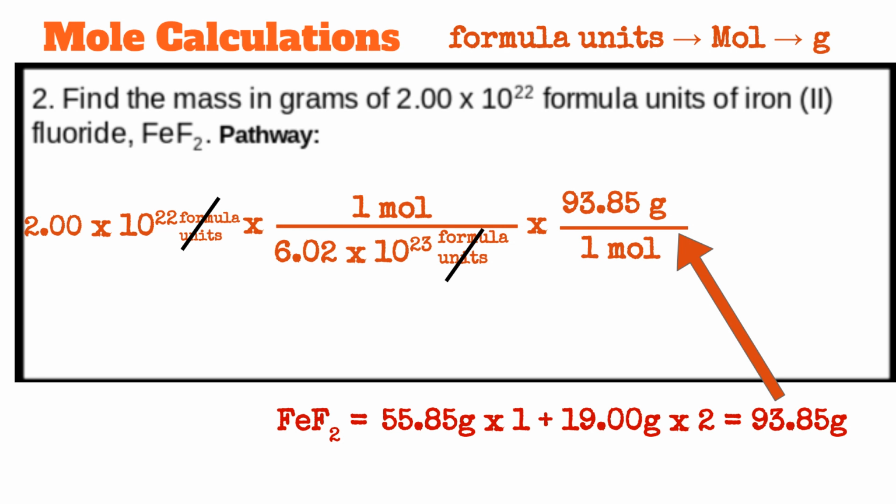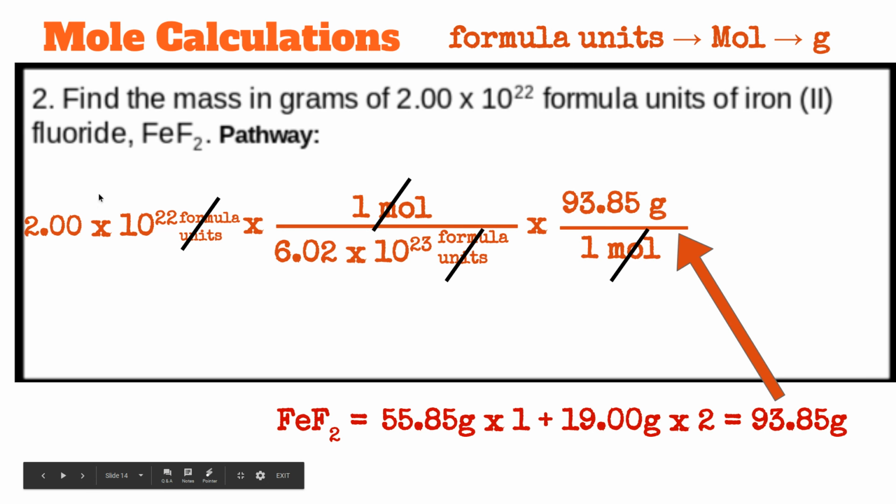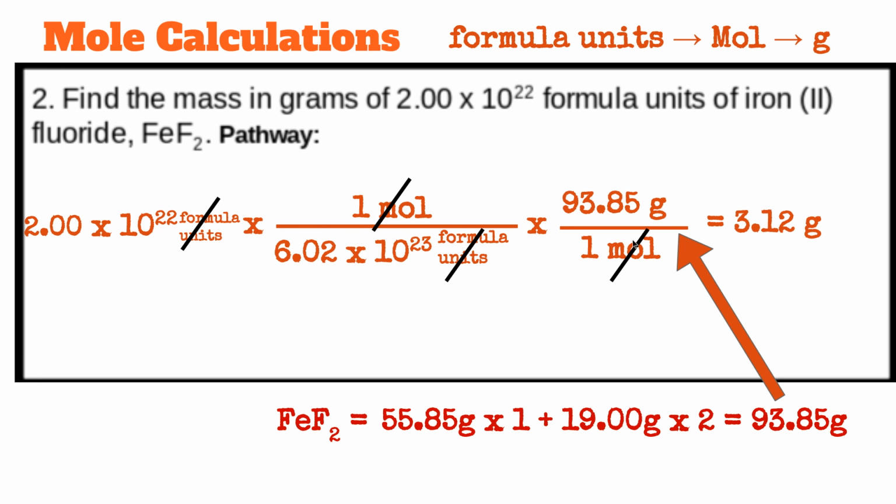Now we've got moles on both sides of a fraction. We can cancel those out. And we can now use our calculator to solve this problem. So again, remember, when we're doing scientific notation, we have to tell the calculator that it's scientific notation. So use the second E function. So you would type in 2.00 second E 22 times parentheses 1 divided by 6.02 second E 23 parentheses times 93.85. Hit enter, and we should find it comes out to 3.12 grams.